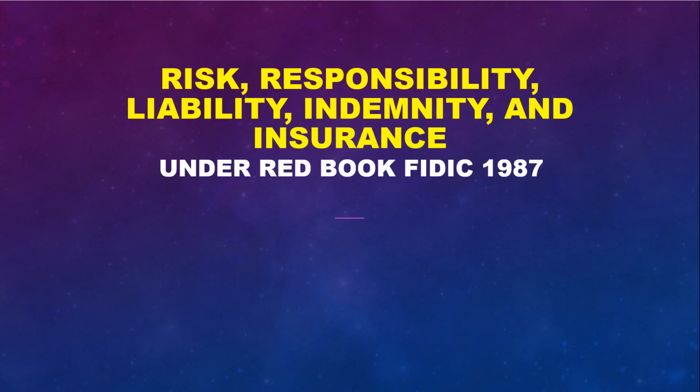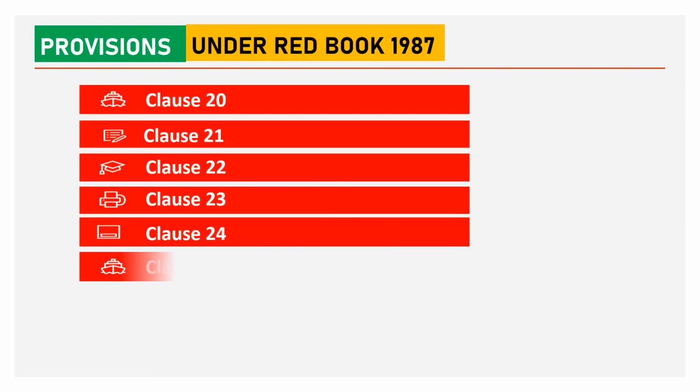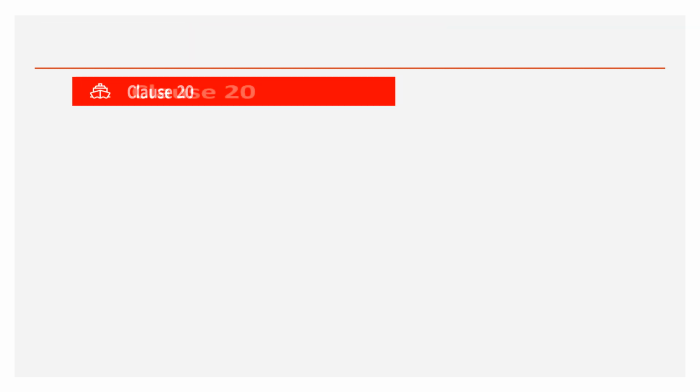So today we will discuss risk, responsibility, liability, indemnity and insurance under the Red Book 1987 version. This will be our 8th lecture, part 1. The provisions under the Red Book 1987 version are Clauses 20, 21, 22, 23, 24, 25 and Clauses 60 to 65. These are the relevant provisions under the Red Book 1987 version.